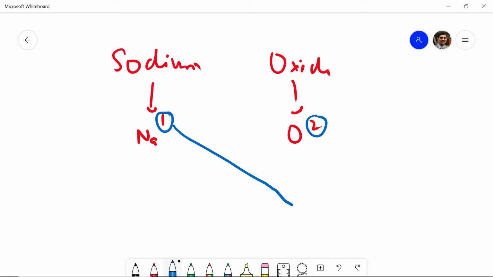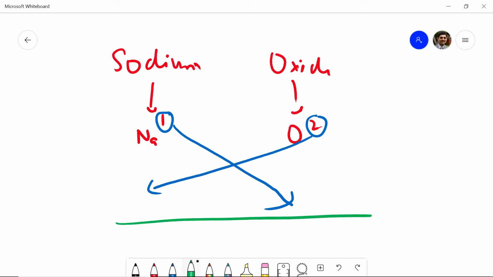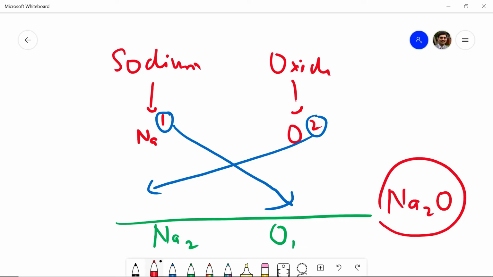Now second thing which we need to do is crisscrossing these valencies. So 1 to the side of oxygen and 2 to the side of sodium. So sodium how many? Na2, because we crisscrossed these valencies. And oxygen how many? Only one. So the chemical formula of sodium oxide is going to be what? Na2O. So that is how we write the chemical formula.